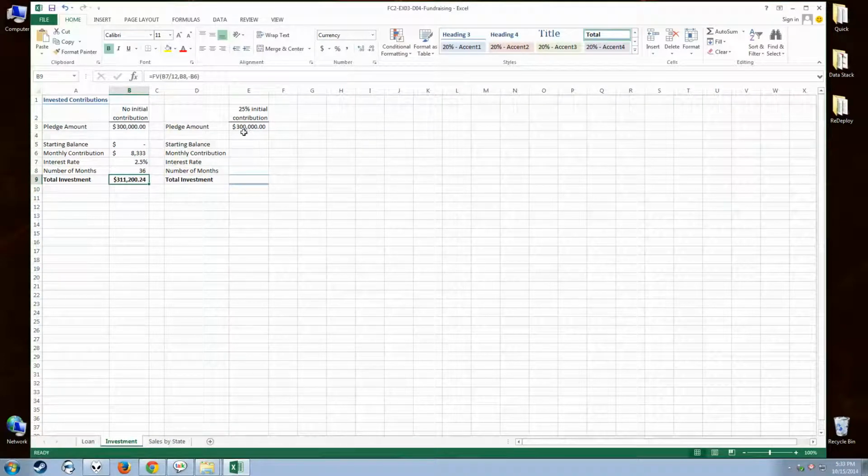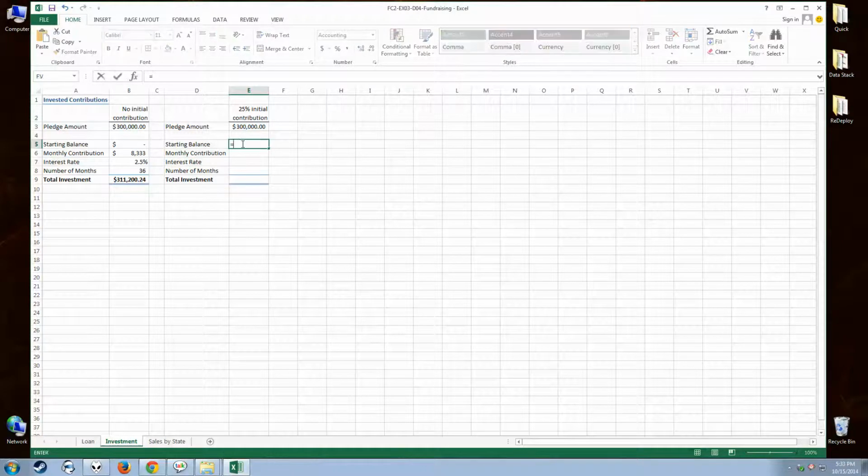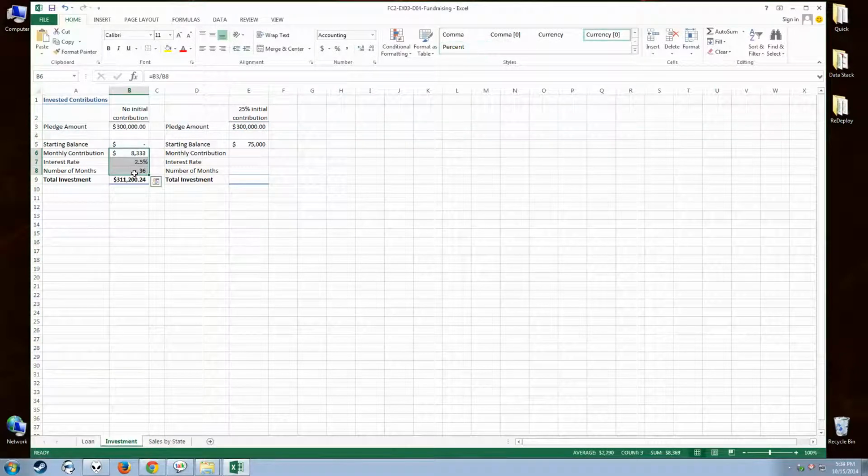Let's do one more. What if we have this initial 25% contribution? Again, pretty straightforward. We've got E3 right here, but it's a 25% contribution at first, so we're going to multiply by 0.25. You can also type 25%. Be sure you have the percent sign, because 25 is 2,500%. Then, pretty easy, we can take range B6 through B9, and we can actually just copy and paste.